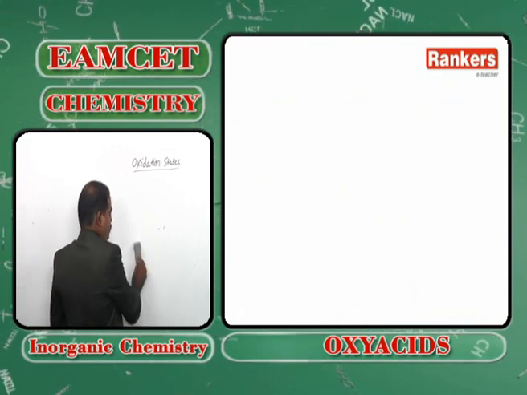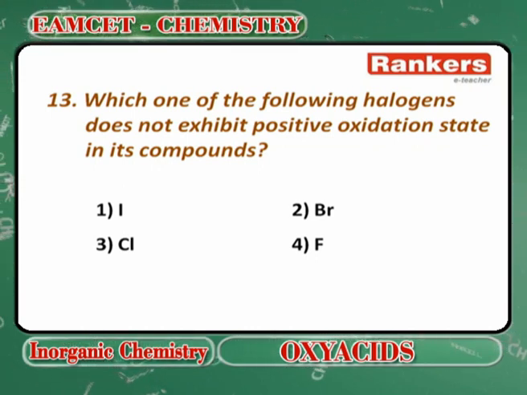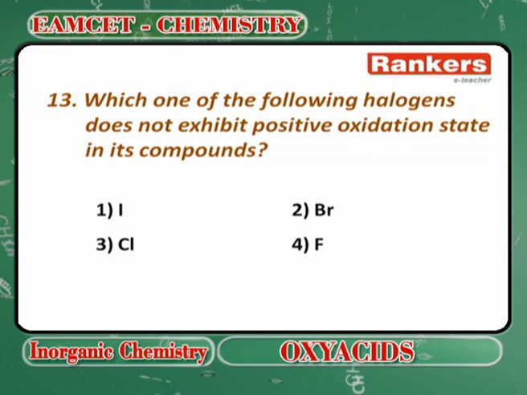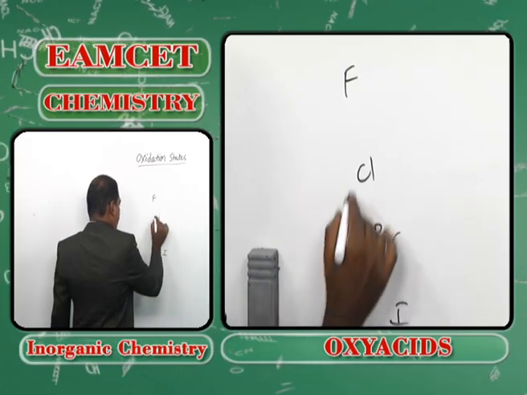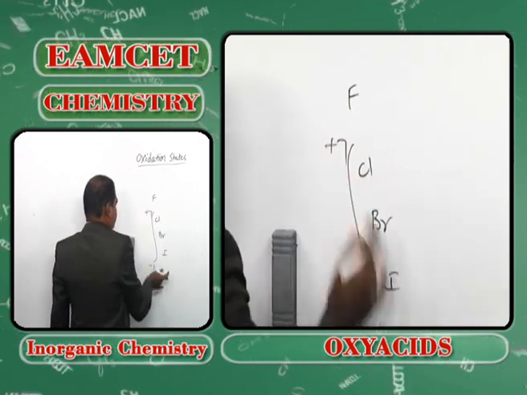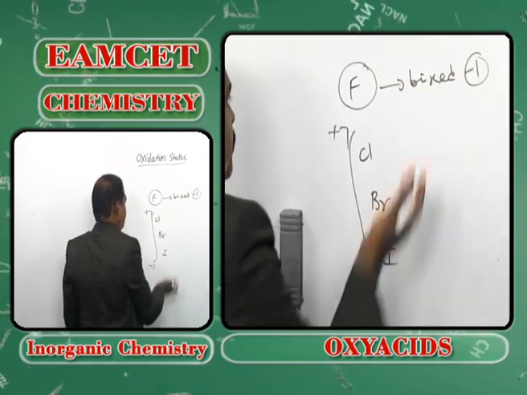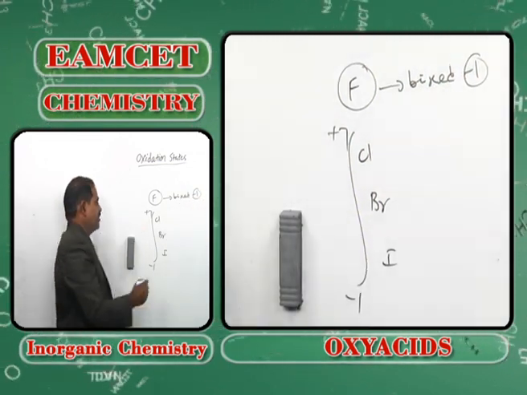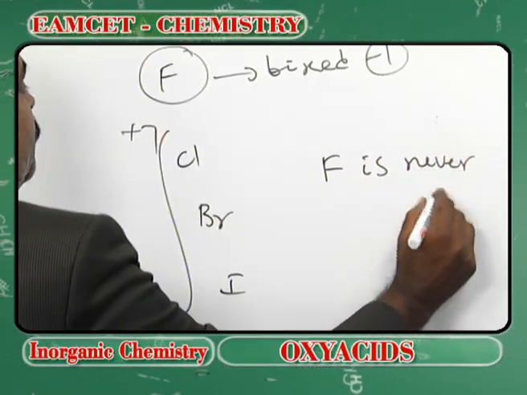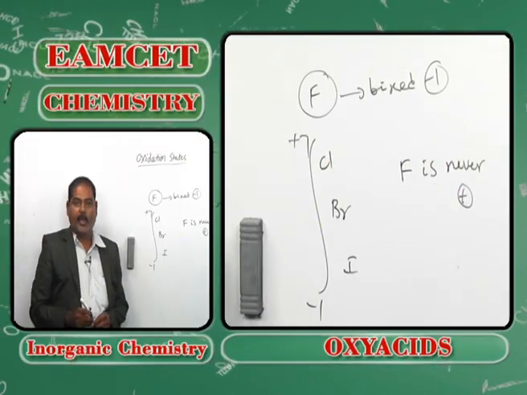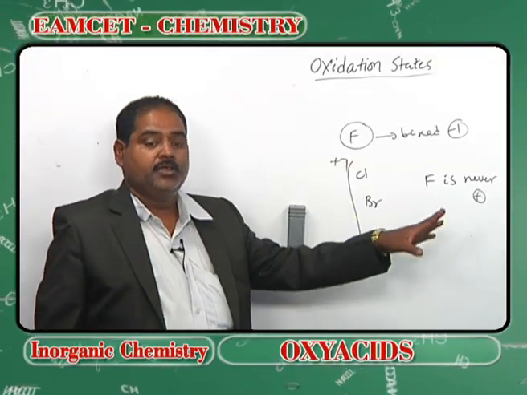Let's look at the next question. Which of the following halogens does not exhibit positive oxidation state? What a wonderful question that is. You have fluorine, chlorine, bromine, iodine. All these minus 1 to plus 7. What about fluorine? Fixed. Always minus 1, which means it never exhibits plus. What is the meaning of that? Fluorine never loses any match. Being the strongest, most powerful team, no question of losing any match.